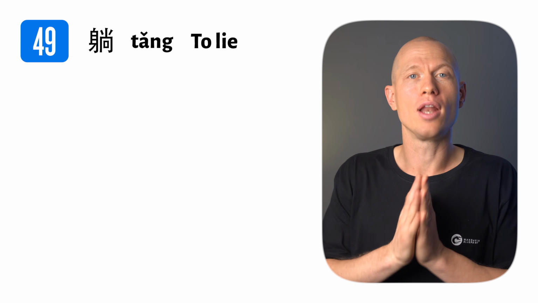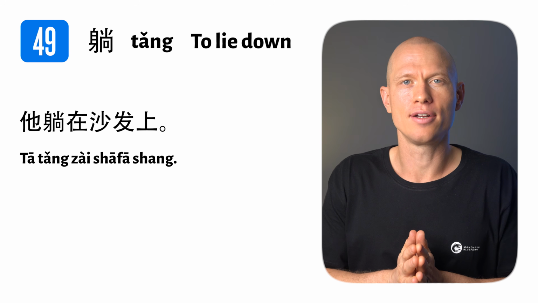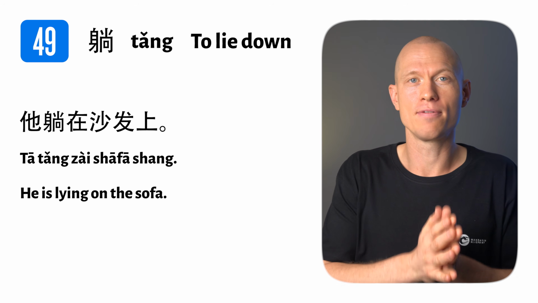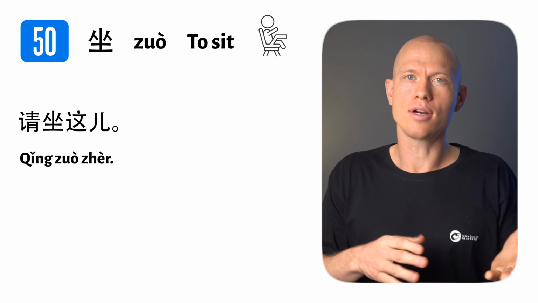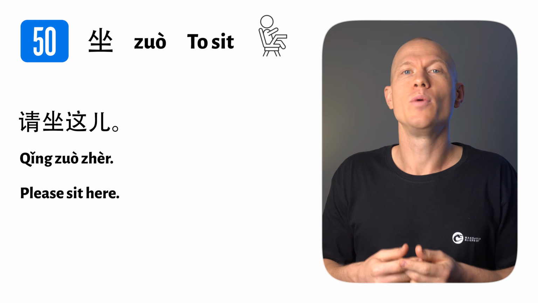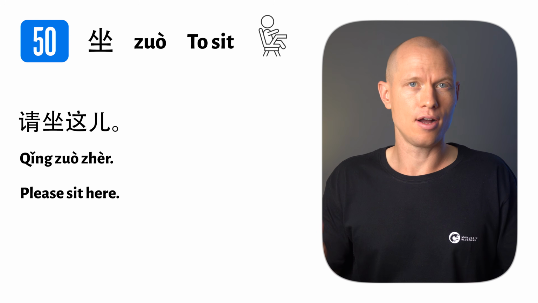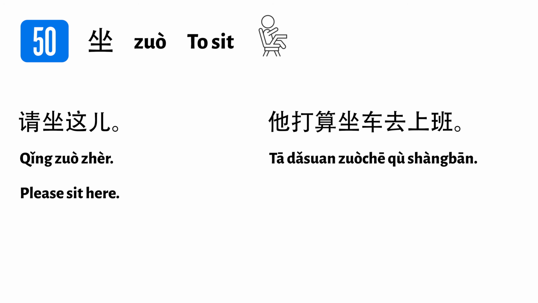Next verb is 躺, with the third tone, meaning to lie down. 他躺在沙发上. He is lying on the sofa. 坐 is the next verb, meaning to sit. 请坐这儿, please sit here. We also use that when we're a passenger in a car. 他打算坐车去上班. He plans on taking a car, like sitting in the back of a car, as in taking a taxi to go to work. Oh, it could also be a bus.